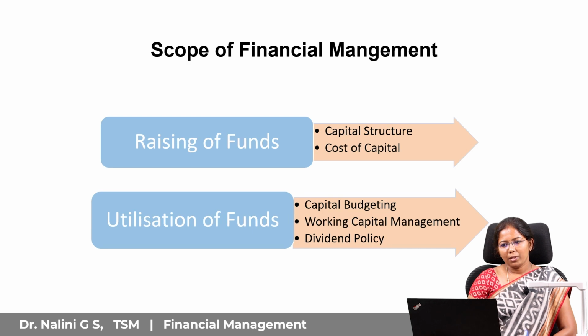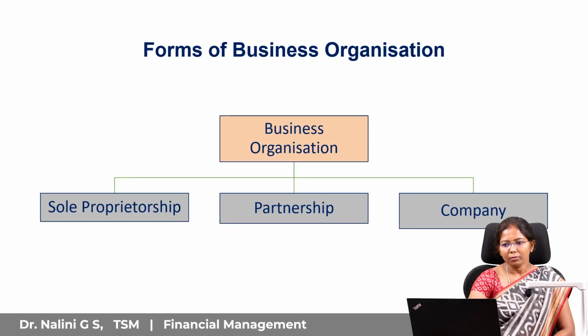So in the previous session, we started with scope, and now we are ending on scope of financial management. Broadly, raising and utilization of fund is all about the scope of financial management. Raising: we discussed capital structure and cost of capital. Utilization: fixed asset investment, that is capital budgeting; short-term investment, that is working capital management; and dividend policy, how to distribute the profitability of the company. So this is all about the scope of financial management.